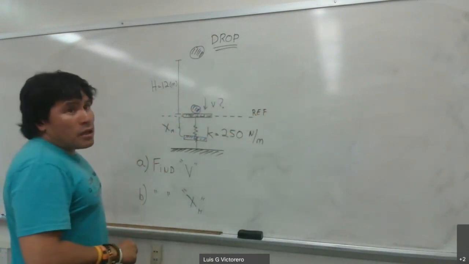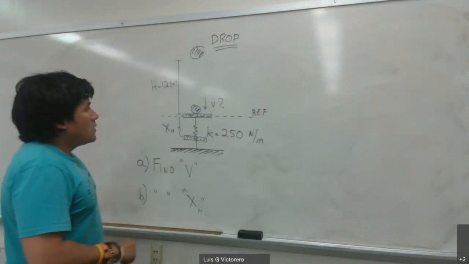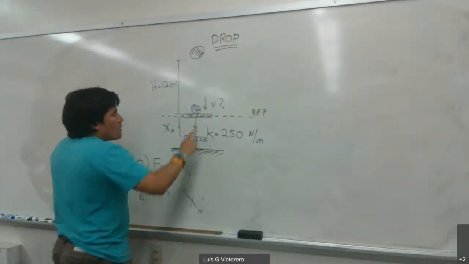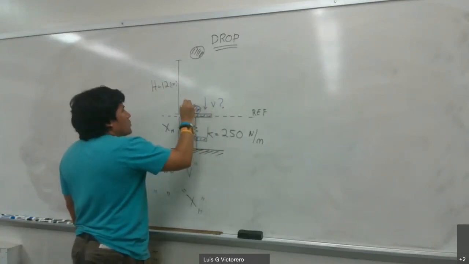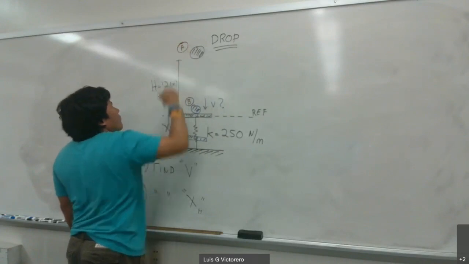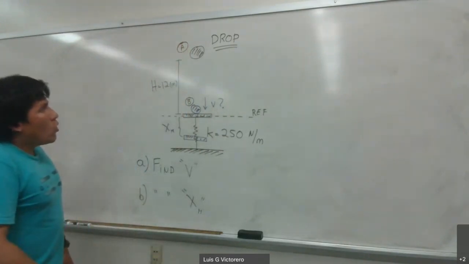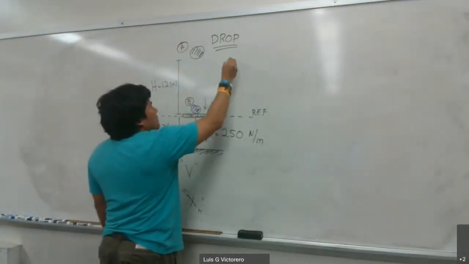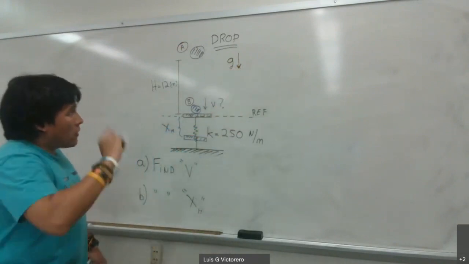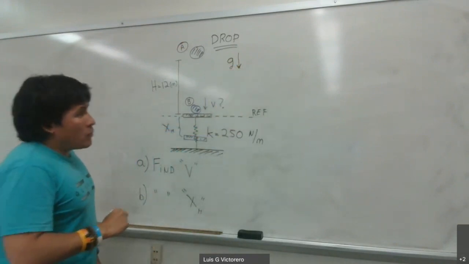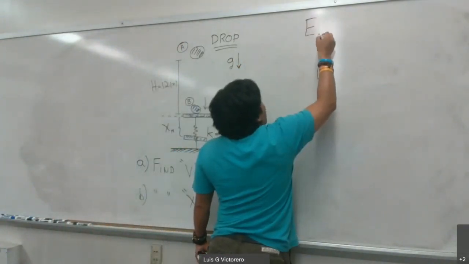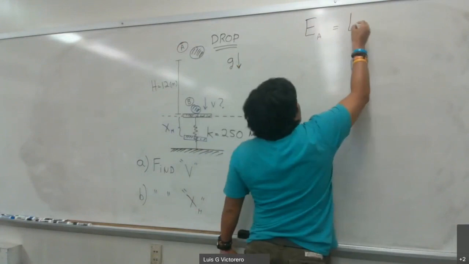I also don't have the mass of the ball. It's fine. So for part A, this will be my final position, and this will be my initial position. Only gravity is acting on this system. So it's only a conservative force, so perfect. We can use conservation of energy. We're ignoring air resistance. So energy at A is equal to energy at B.